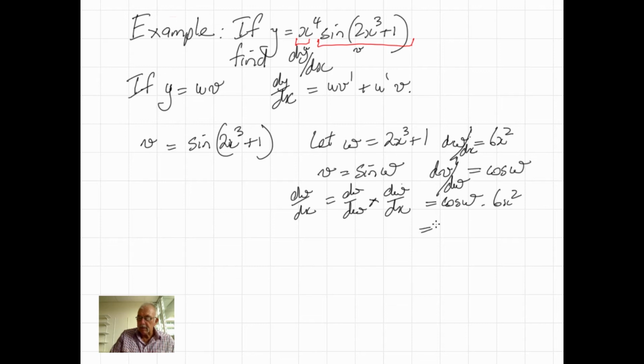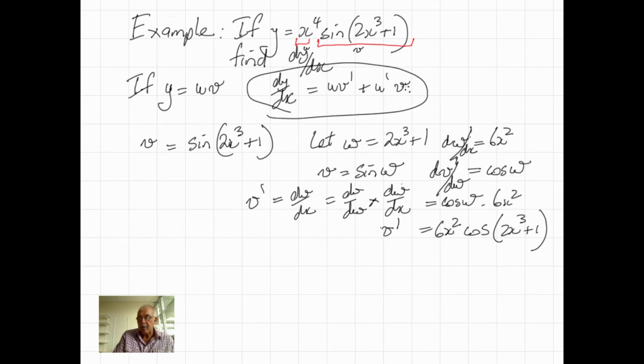We've got to do a back substitution. w is equal to that. We probably should bring the 6x squared to the front times cos of w. Now w is equal to 2x cubed plus 1. Okay, that's how we've found the derivative of this composite function. So we've got v'. And now we can use our product rule and substitute in for v'.